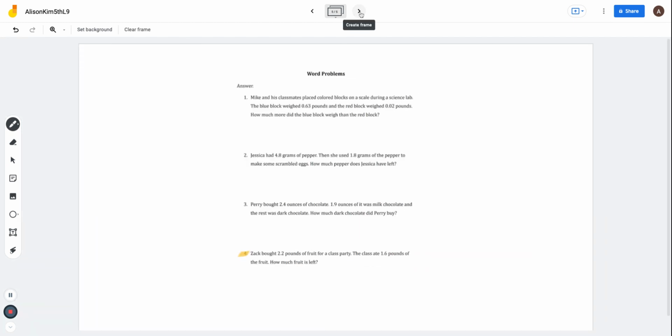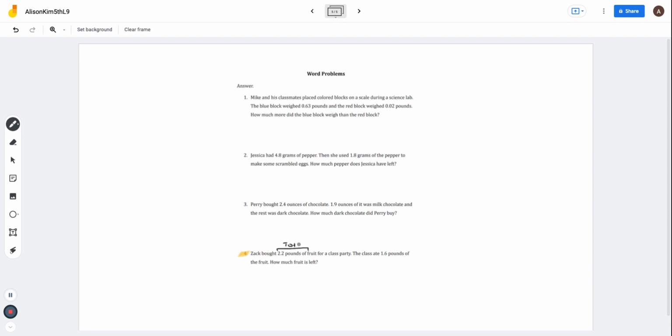Now, word problems. We're going to do number 4 together. Number 4 says, Zach bought 2.2 pounds of fruit for a class party. The class ate 1.6 pounds of the fruit. How much fruit is left? So let's look at the numbers that are given to us. We see that we had a total of 2.2 pounds of fruit. So that's going to be our total.